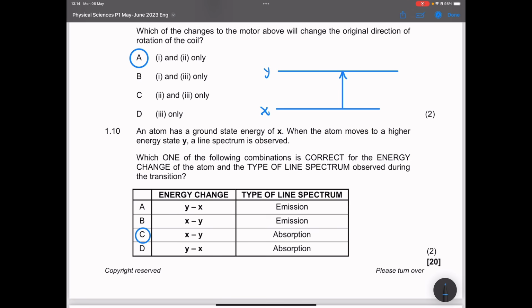Sorry, my voice almost went away there. And now we move on to question 2.